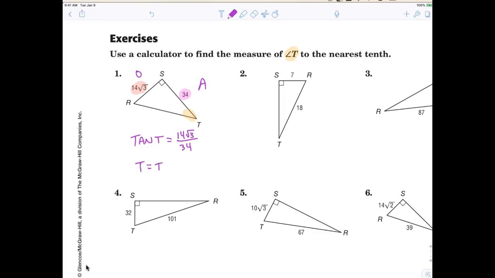Now, just because I want you to get used to it, I want you to write T is equal to the inverse tangent of 14 radical 3 over 34, and that's approximately, somebody said about 35 point, and it says round to the nearest tenth, so we'll just go with that. 35.5. Yeah, right around 35.5. And again, if you're not getting that, let me know.